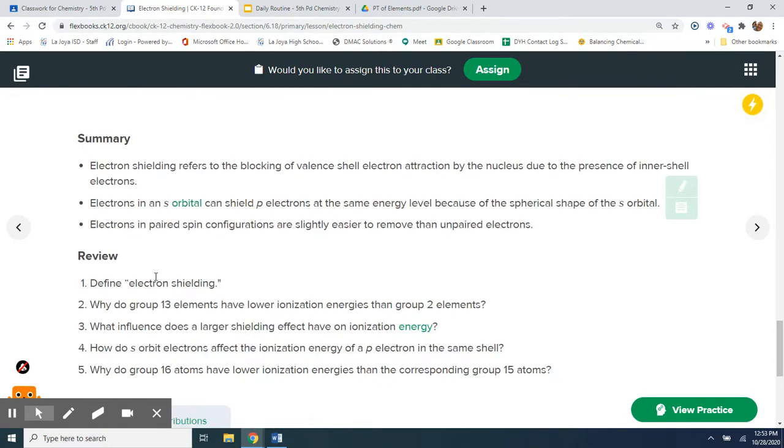All right, let's summarize today's topic. Electron shielding refers to the blocking of valence shell electron attraction by the nucleus due to the presence of inner shell electrons. Okay, so outer electrons get shielded by inner electrons. Electrons in an s orbital shield p electrons that are in the same energy level because of the spherical shape of the s orbital. The last point, electrons in paired spin configurations are slightly easier to remove than unpaired electrons.